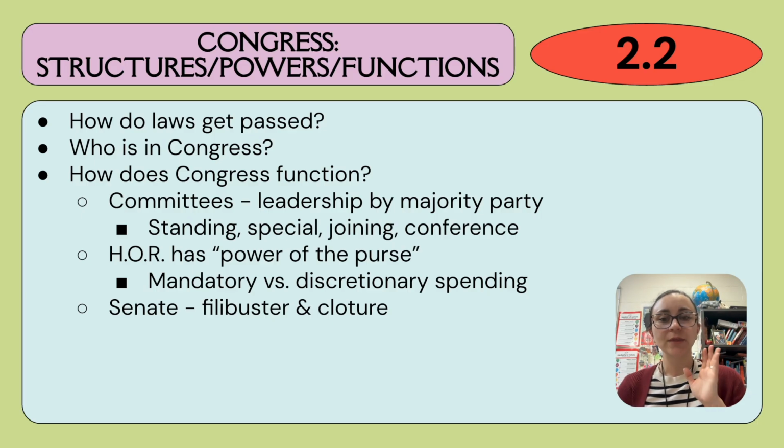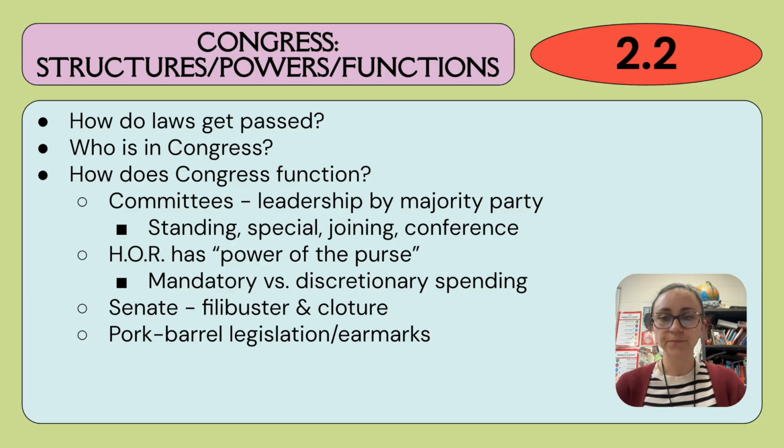You also need to know that cloture is a way to end a filibuster. So if 60 out of 100 senators vote to end the filibuster, that is called a cloture. You need to know that term. For some reason, College Board really likes putting cloture on the AP exam. It's also a really good thing to pull out of your hat for an FRQ if they ask you about the functions of Congress. And then you also need to know the ideas of pork barrel legislation and earmarks.